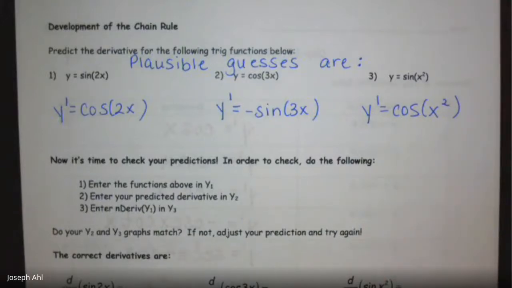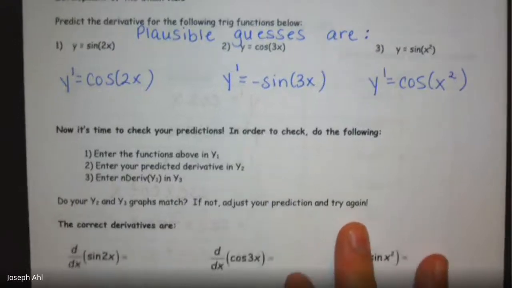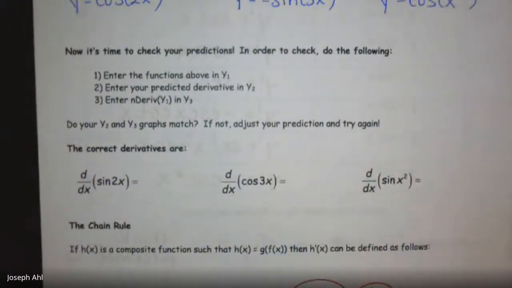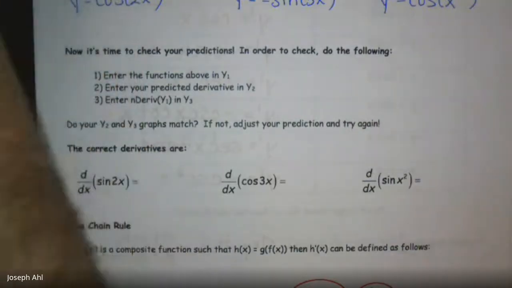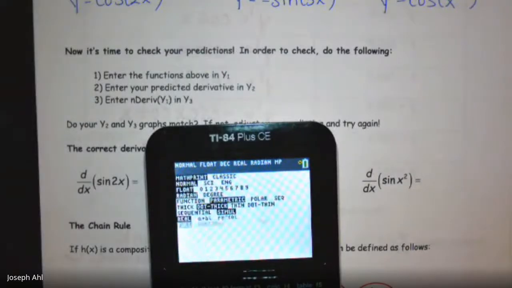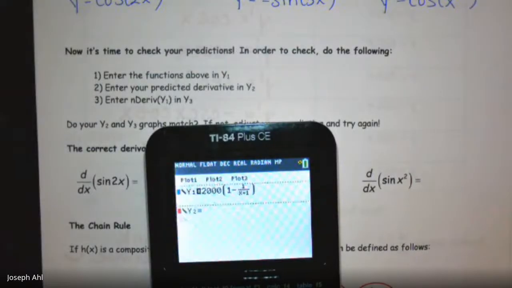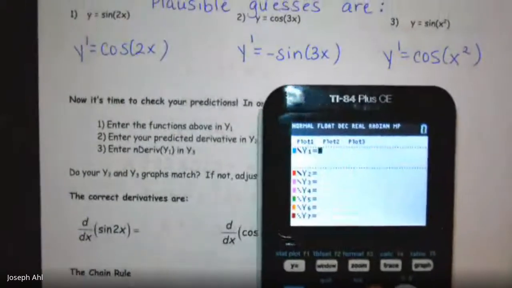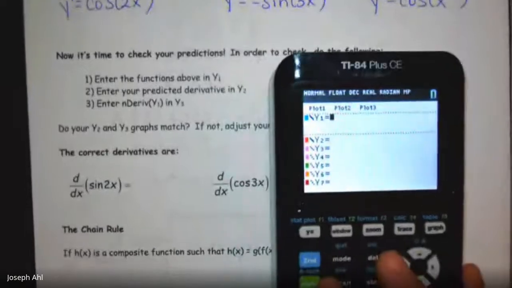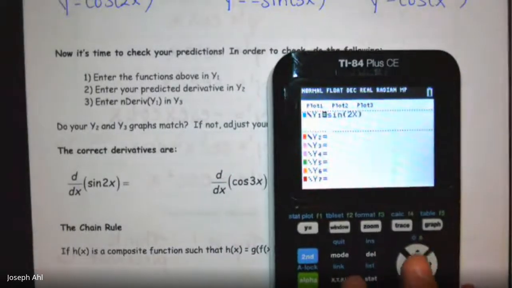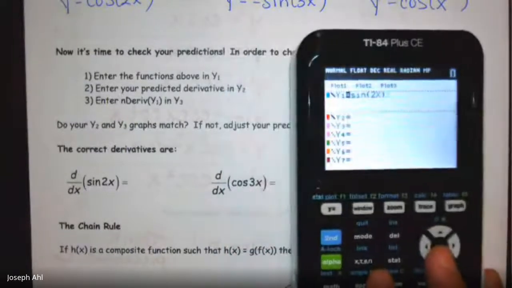Well, how are we going to check if we're correct with our predictions? Well, of course, we've got nDeriv on the calculator, right? So let's go ahead and in your calculator, make sure that you have all of your windows set up appropriately. I'm actually still in parametric mode, so let me switch this over quick. In y1, we're going to type in, let's start with our initial function sine 2x. And then in y2, we're going to do nDeriv.